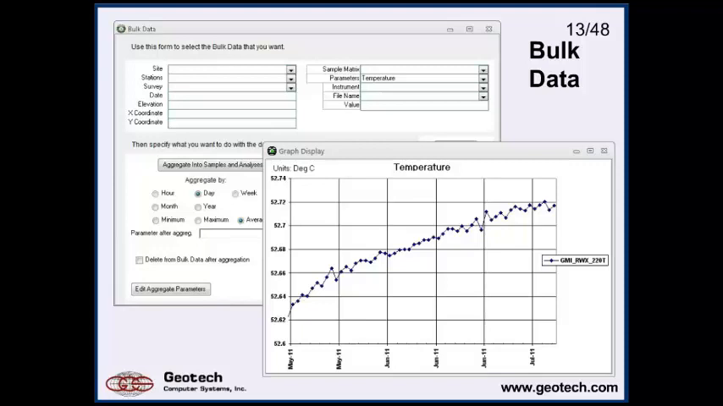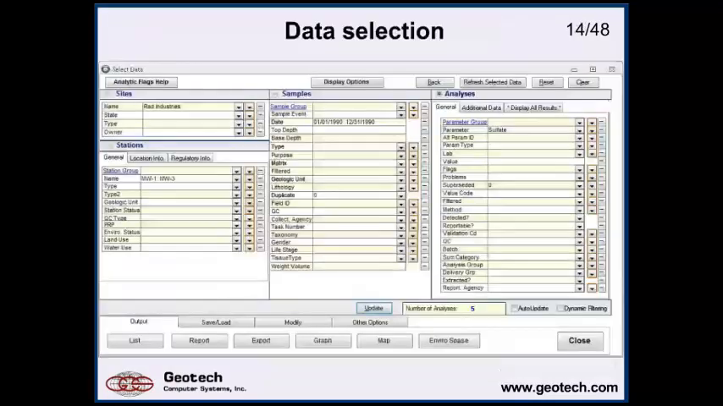So here we clicked on one of the buttons to do a graph over time of, in this case, temperature at one of these locations. So at this point, we've built our database. And now we want to work with the data. And there's kind of three parts to retrieving and displaying this kind of data. And in our terminology, it's data selection, display options, and report type.